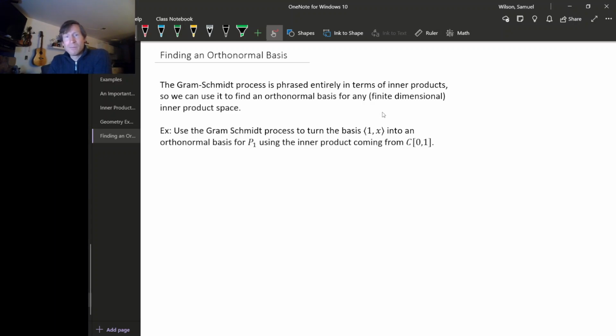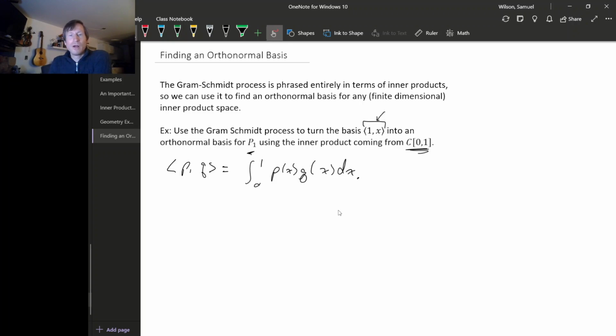So for example, in P1, 1 and x is a basis. But we can regard P1 as an inner product space by using the inner product that comes from continuous functions from 0 to 1. So the inner product of two polynomials p and q will be the integral from 0 to 1 of p of x times q of x.